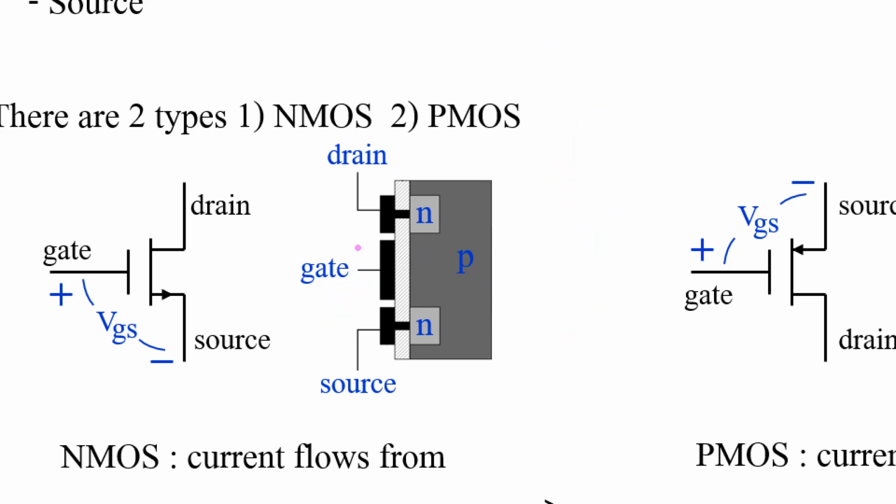For this one, when you apply positive voltage at here, it will pull electron which have negative charge to accumulate at here, and then it makes this area become negative channel, so it's called N channel.